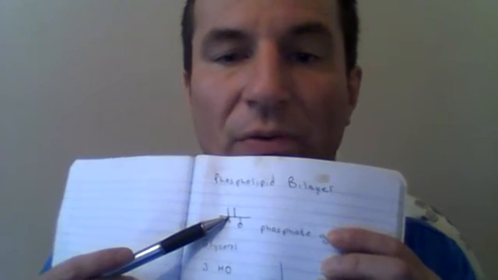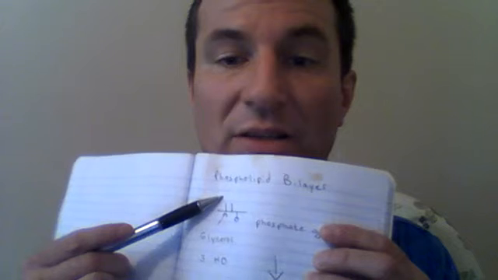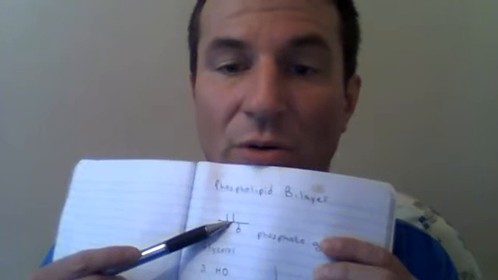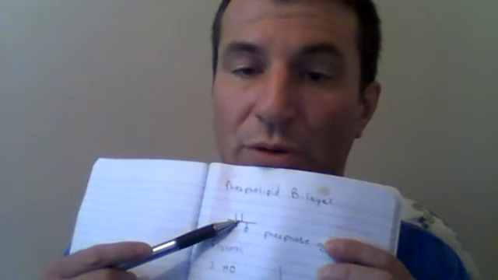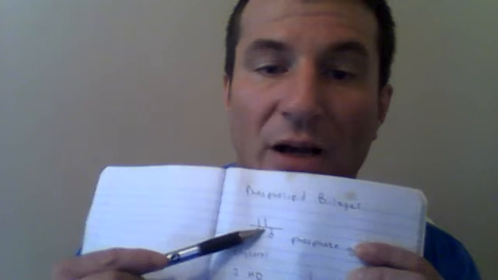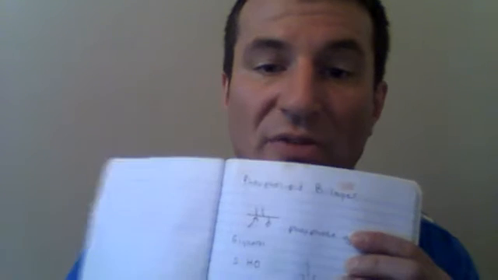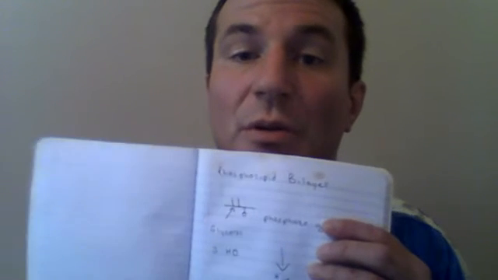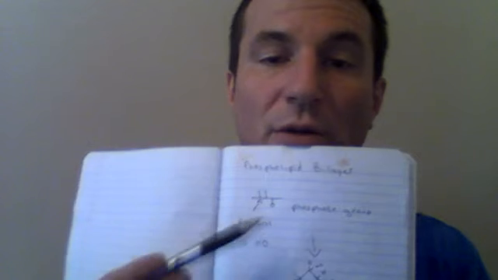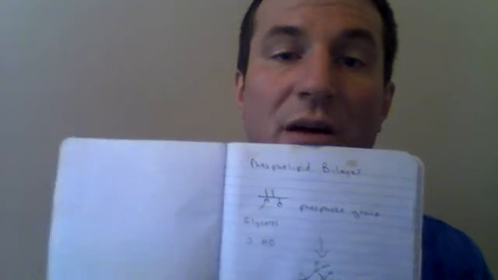And off the first hydroxyl of the glycerol molecule is going to be a fatty acid, or carboxylic acid chain. And then off the second glycerol hydroxyl group is going to be another fatty acid. Then off the third hydroxyl group of the glycerol molecule is going to be a phosphate group. And if you don't know what a phosphate group is, you can go to my previous videos.